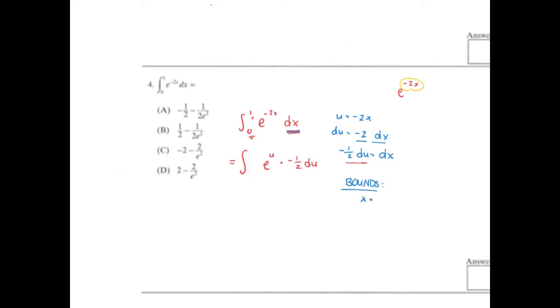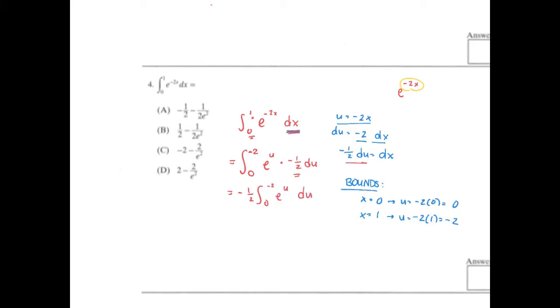So if my x was equal to 0, then my u is negative 2x, so negative 2 times 0 is still 0. If my x was 1, then my u is negative 2 times 1, which is now negative 2. So my new bounds are going to be from 0 to negative 2, and I know that negative 2 is less than 0, but you need to put them in the same order that they were. My next step is going to be, I'm going to take this negative 1/2 outside, and I have the integral from 0 to negative 2 e to the u du.